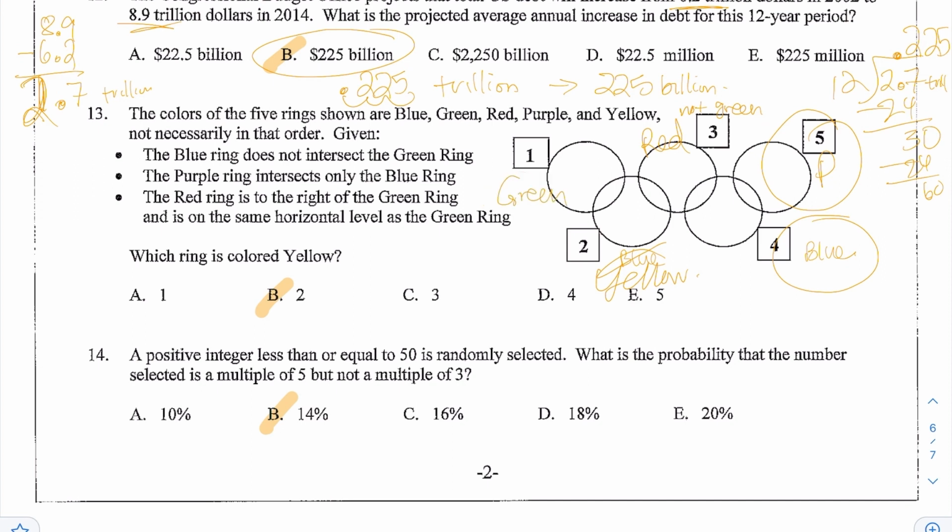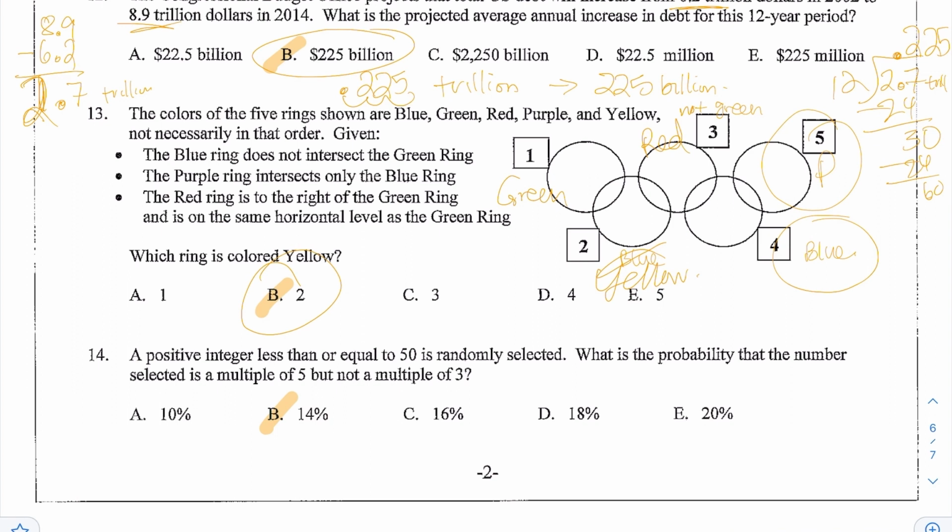So here, blue does not intersect with green. That's true. Blue is 4, green is 1. Purple only intersects with blue. That's the 5 and the 4. And then red is to the right of green, so 3 is to the right of 1, and is on the same level. So yellow has to be 2.